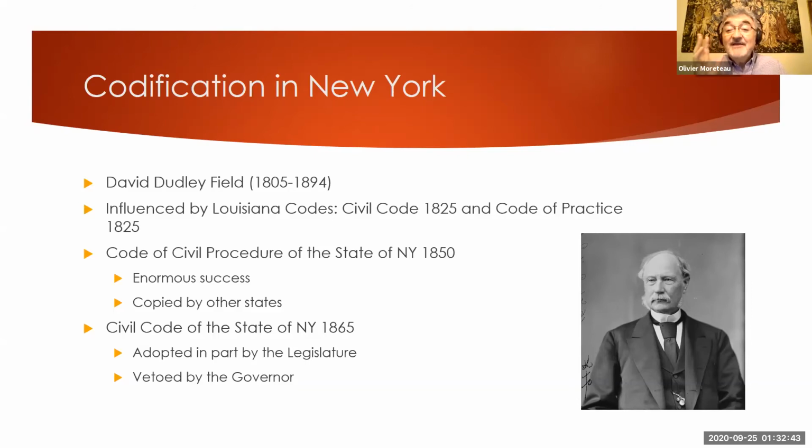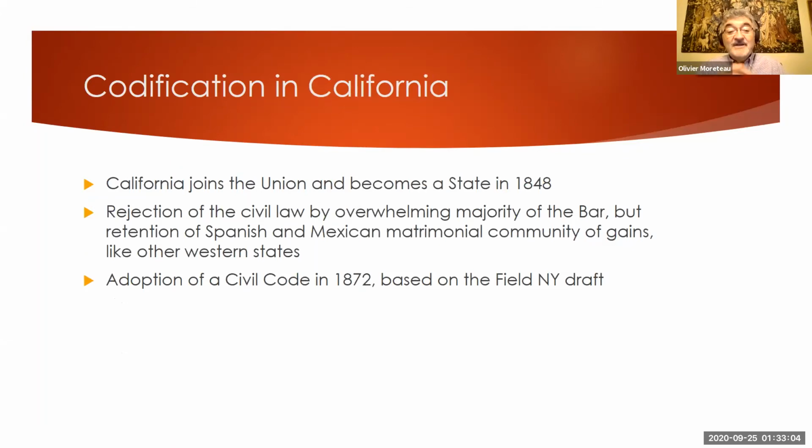And we have a clear idea of what it resembles, because this code not only is accessible in its New York draft, but it has been inspiring codification in another state, no less than the state of California. California joined the Union and became a state in 1848. A choice had to be made as to the applicable law because, after all, California had been dominated by Spain and Mexico.